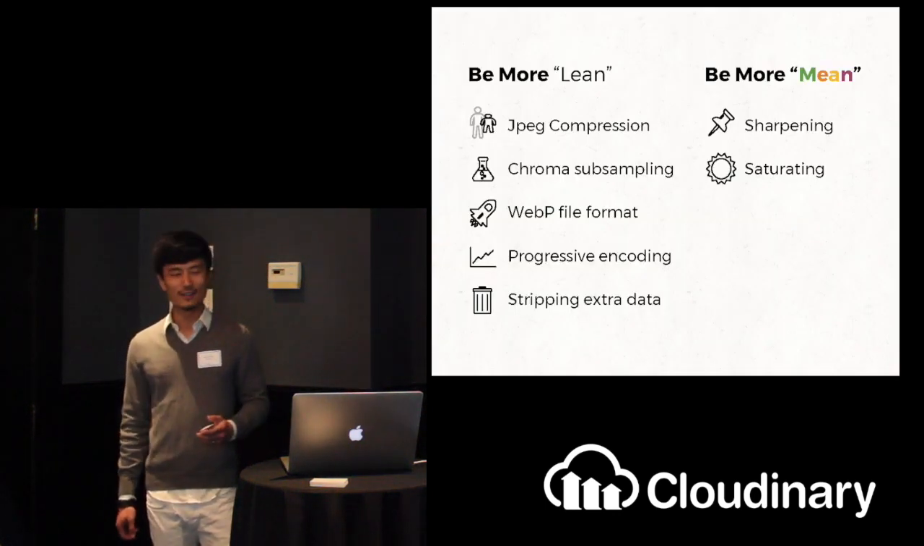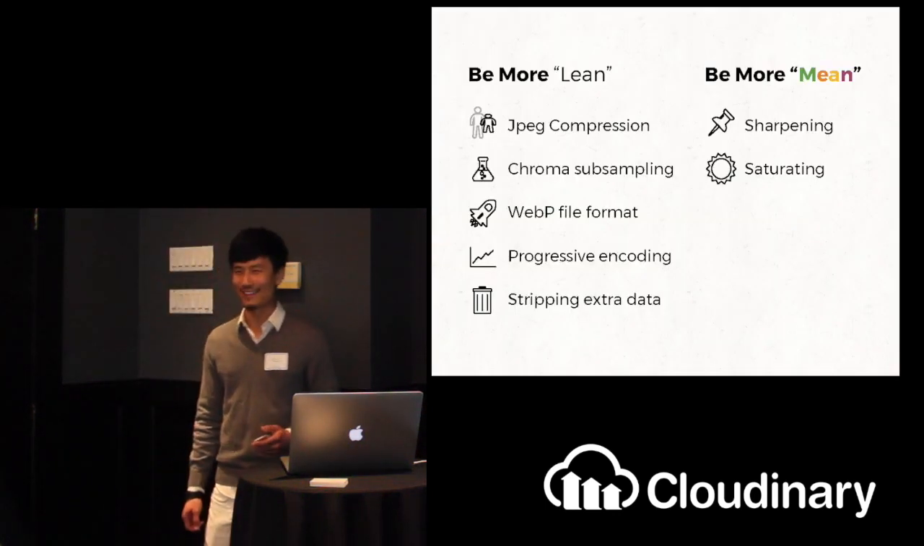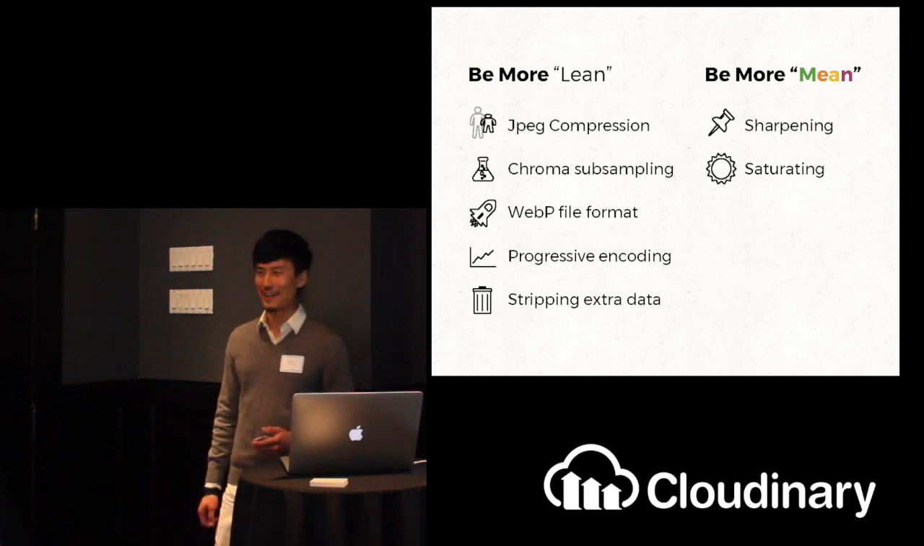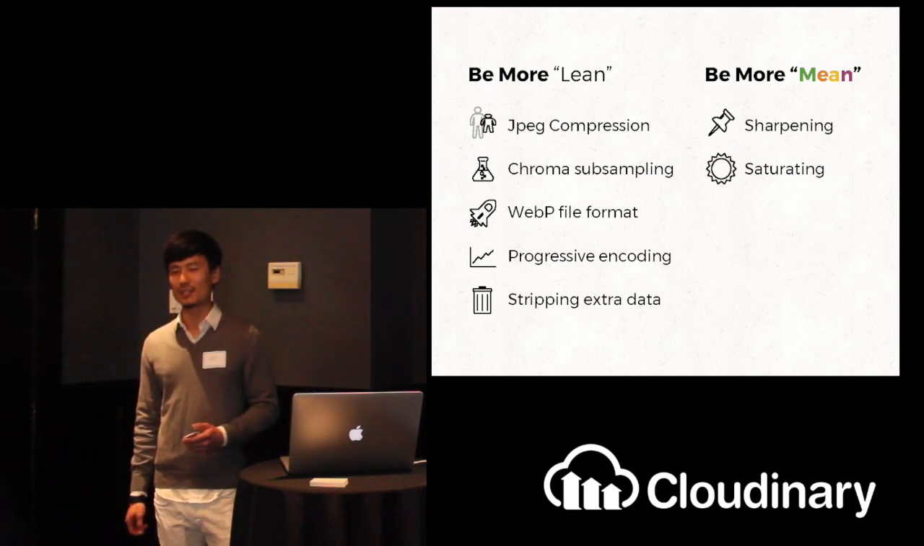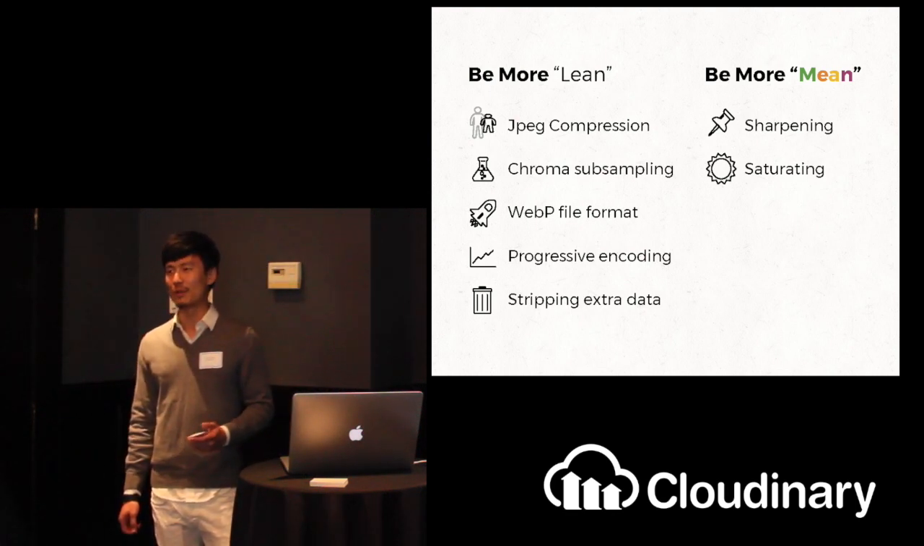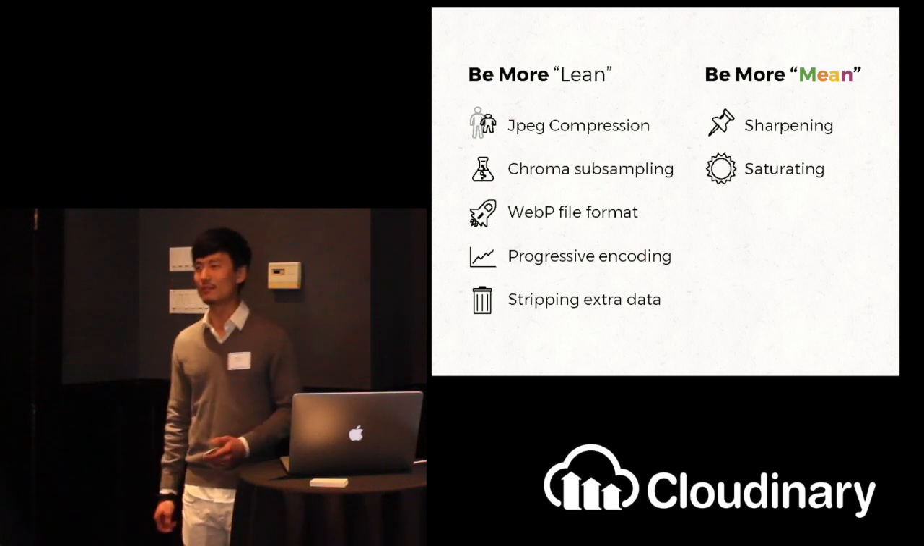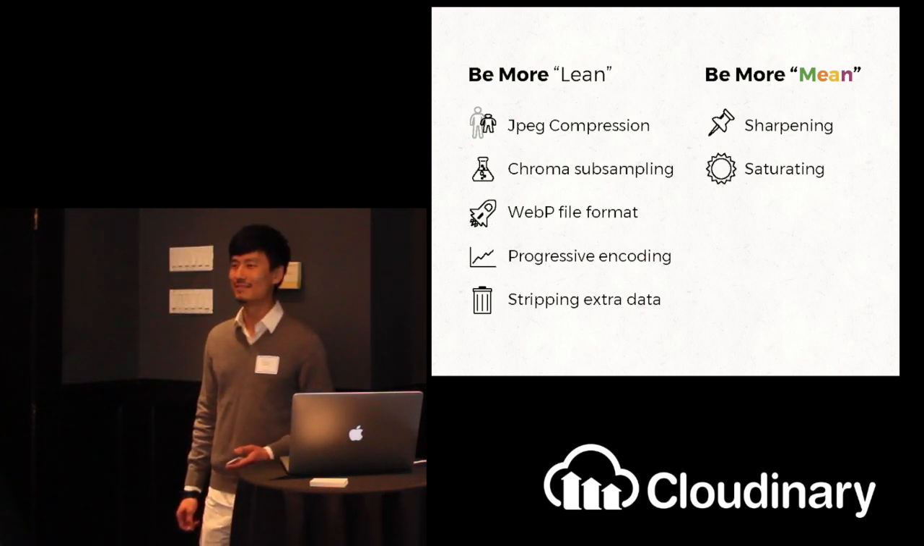With that settled, here's your prix fixe menu for lunch today. A 5-course meal on getting your images leaner and smaller in file size. And a 2-course dessert on getting your images more in focus and more colorful. Are you good so far?